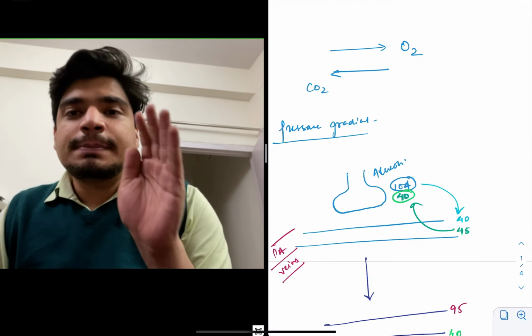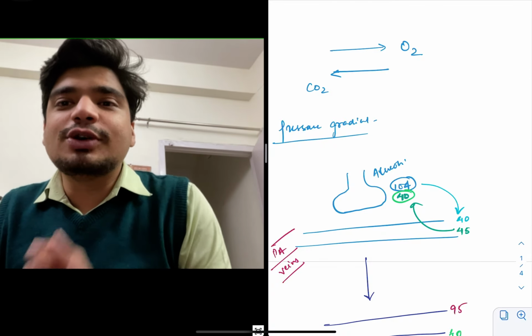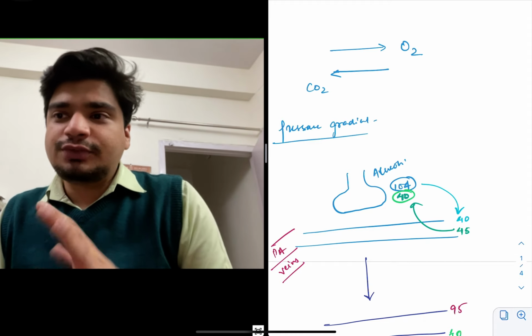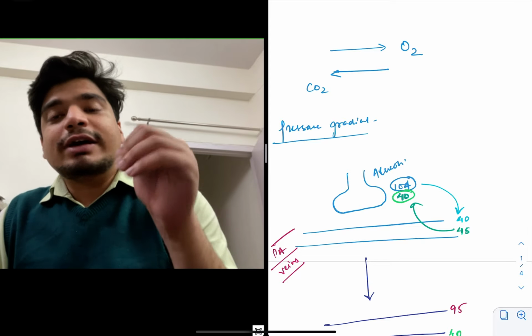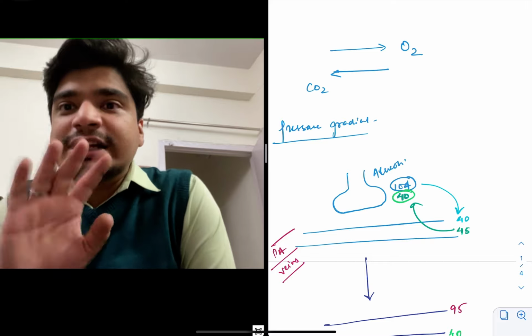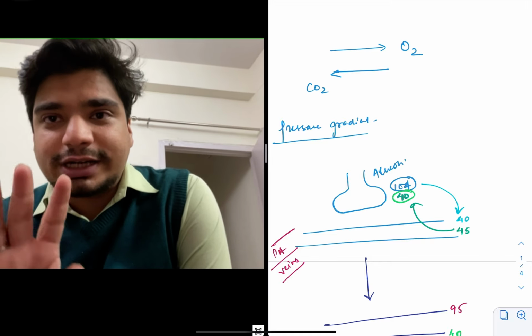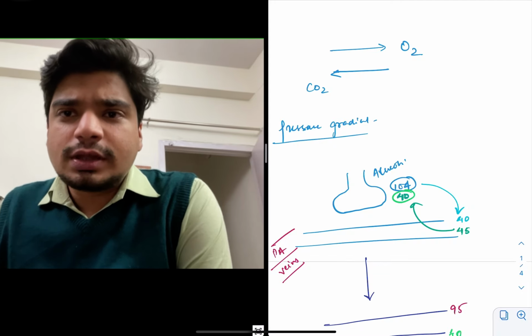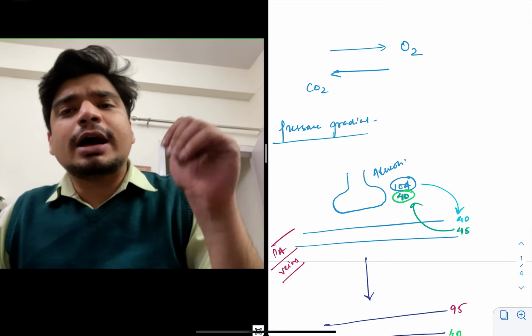In the alveoli, the partial pressure of oxygen is 104 millimeter of mercury, and the partial pressure of carbon dioxide in the alveoli is 40. While the partial pressure of oxygen in the deoxygenated blood is still 40. It's not like it's 0, it's 40. While the carbon dioxide partial pressure is 45. Now the exchange will simply take place from high to low.